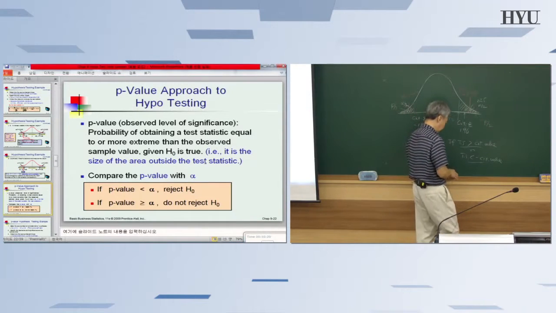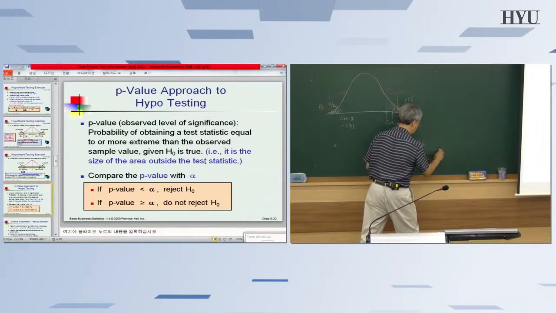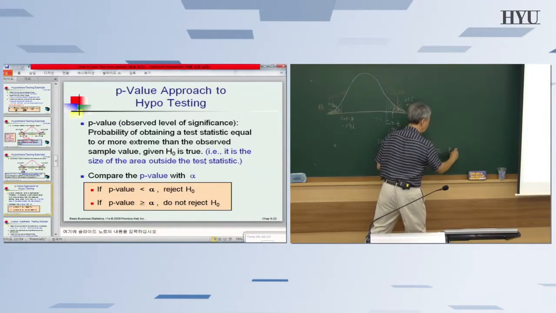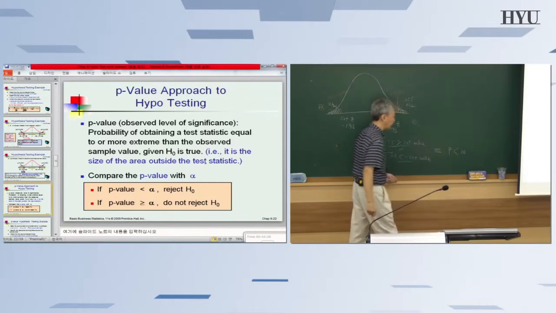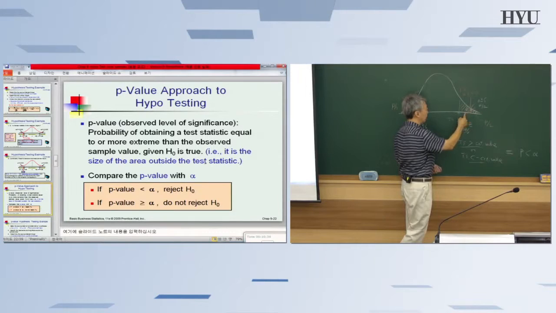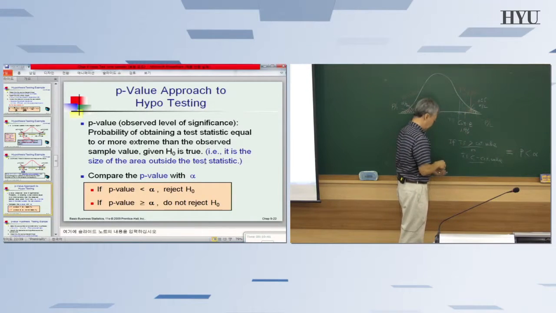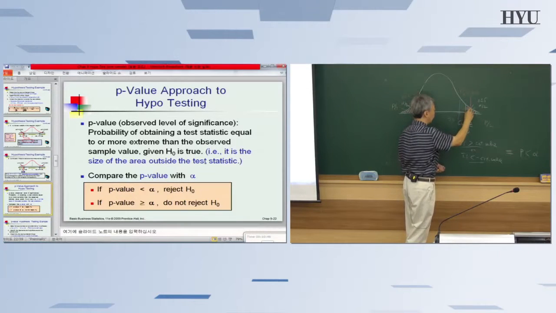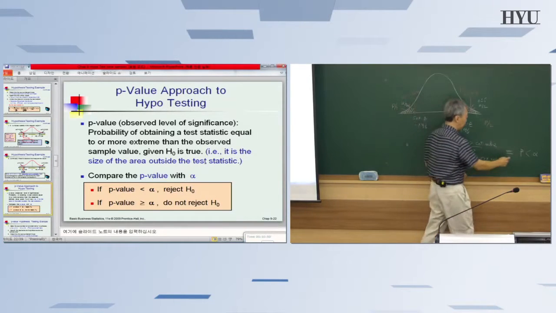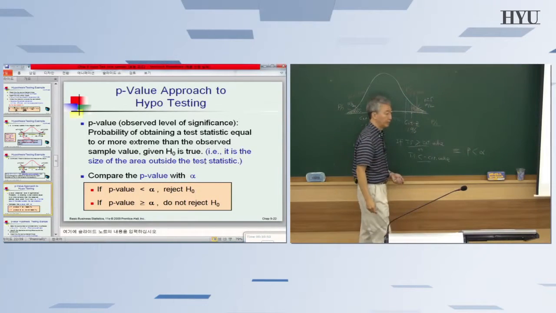But then, if this is true, we find out that p is less than alpha, because the test statistic exceeded the critical value. The size of the area outside the test statistic, the yellow shaded area, would be only that much, and the white shaded area, which is half of alpha, will be larger. So the p-value will be less than alpha.